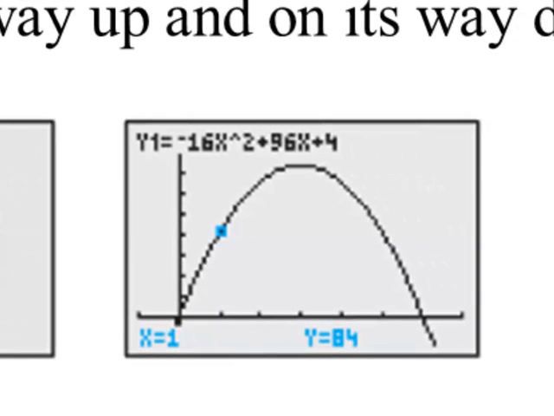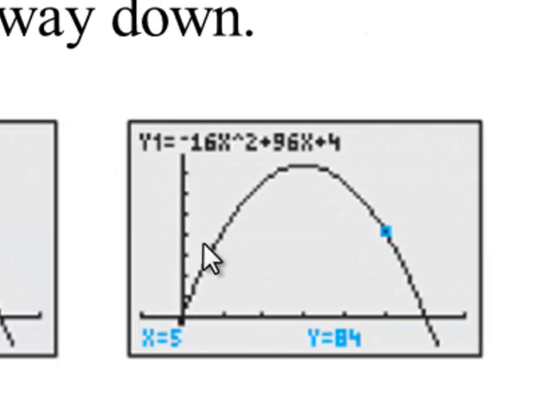We hit graph, and we can see this is our parabola. And when x is 1 second, the height is 84 on its way up. And on its way down, at 5 seconds, the height again is 84.